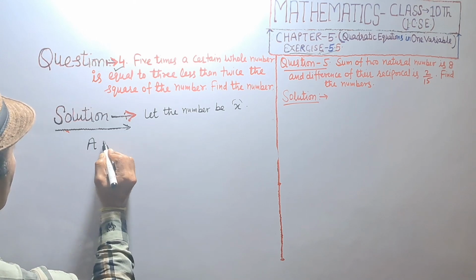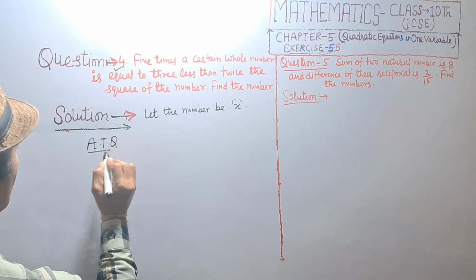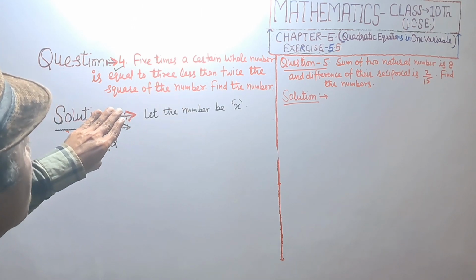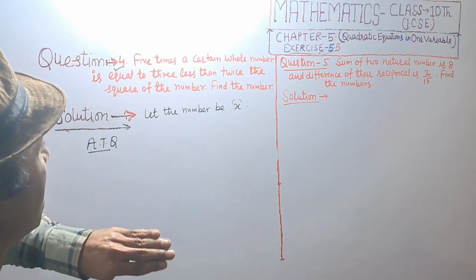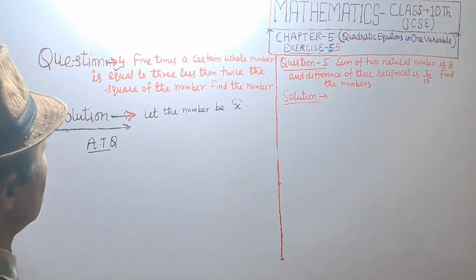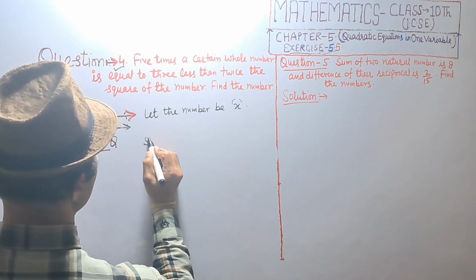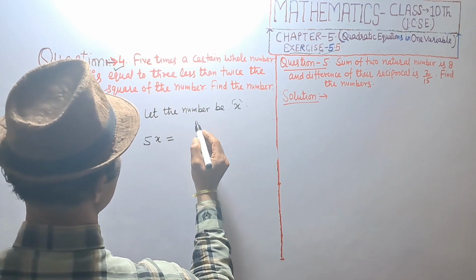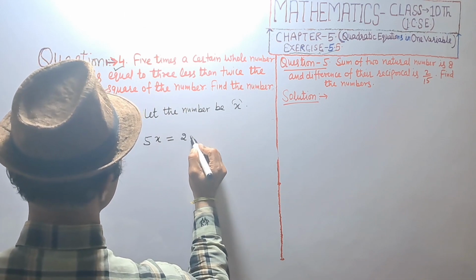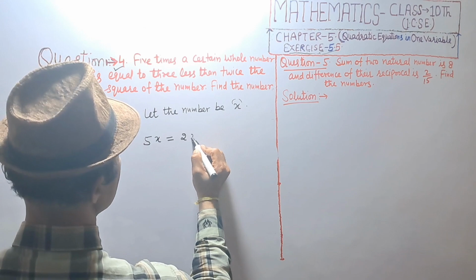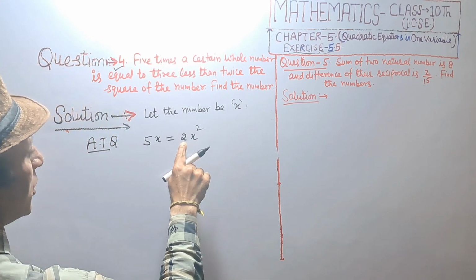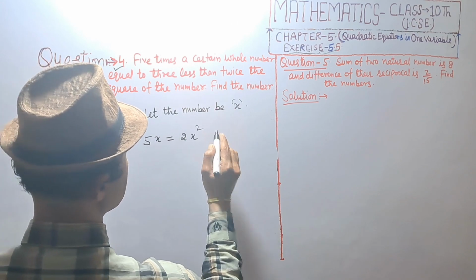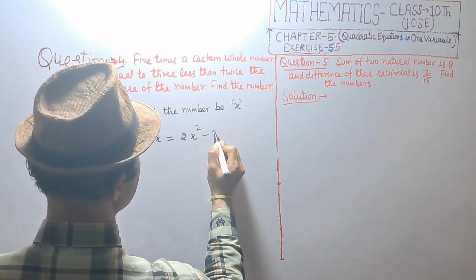According to the question, 5 times a certain whole number is equal to 3 less than twice the square of the number. 5 times the number is 5x, is equal to twice the square, 2 into x square, and 3 less, minus 3.